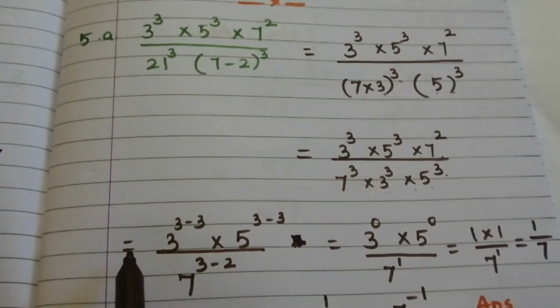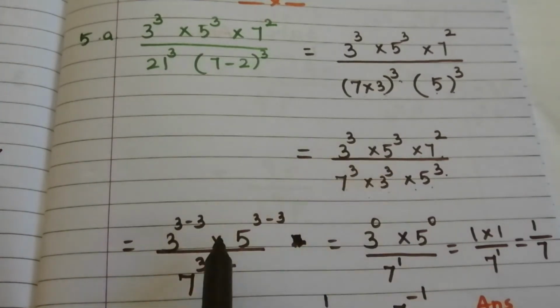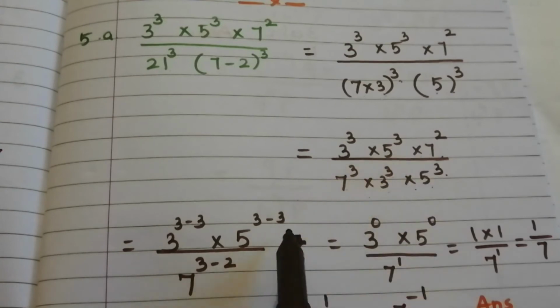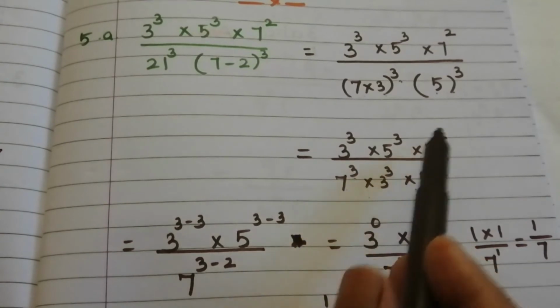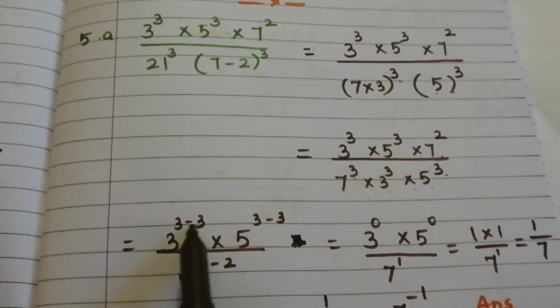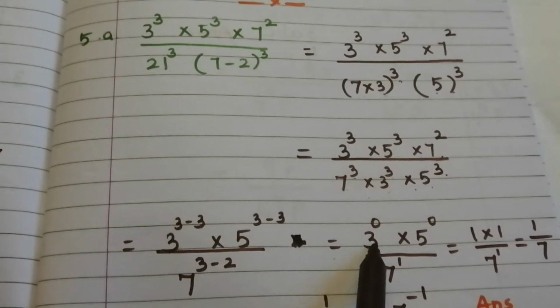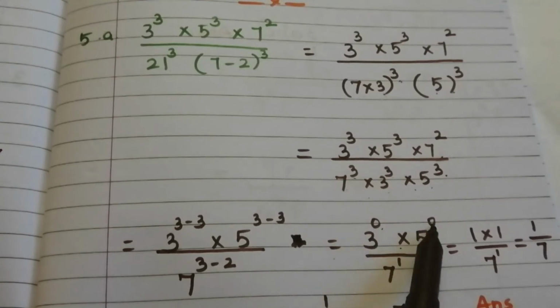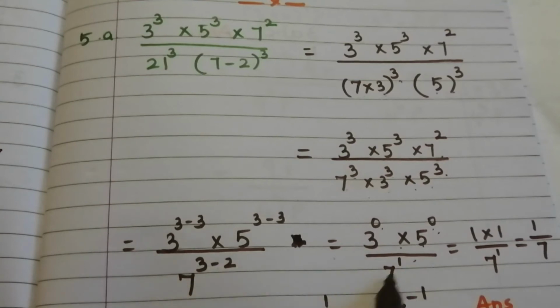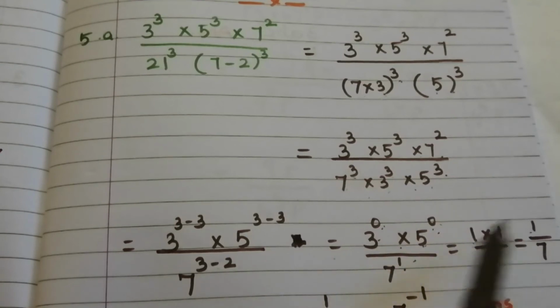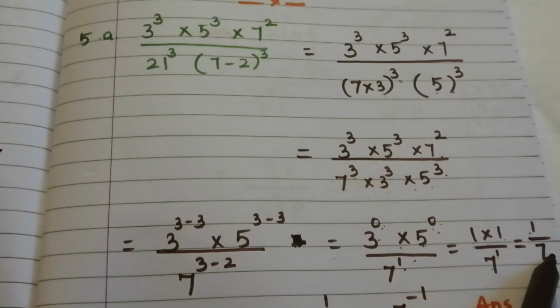According to the laws, we get 3 power 3 minus 3 into 5 power 3 minus 3 divided by 7 power 3 minus 2. This is equal to 3 minus 3 is 0. So 3 power 0 into 5 power 0, 3 minus 3 is 0, divided by 3 minus 2 is 1. So 7 power 1. 3 power 0 is equal to 1 and 5 power 0 is equal to 1. So 1 into 1 equal to 1 and 7 power 1 equal to 7.